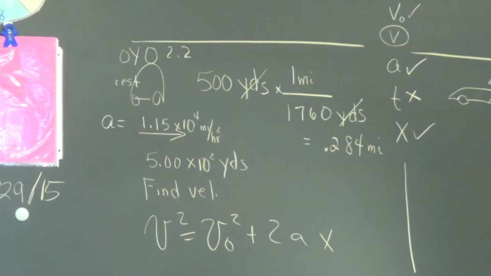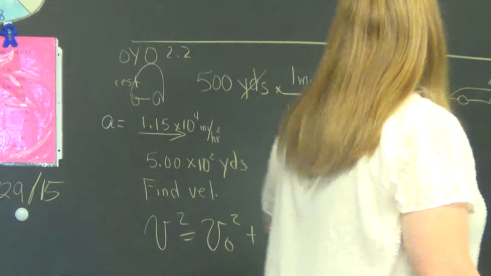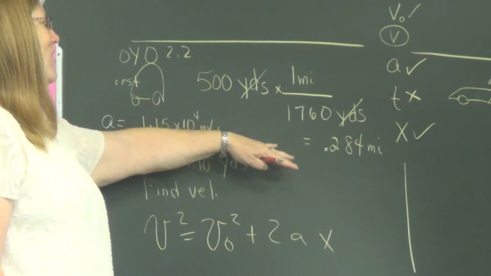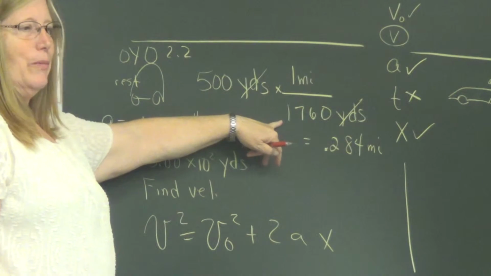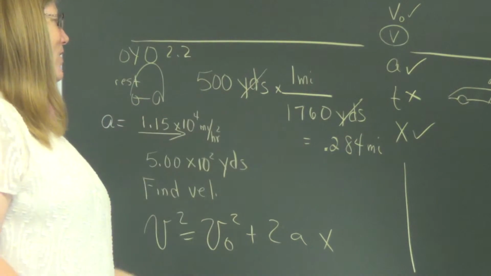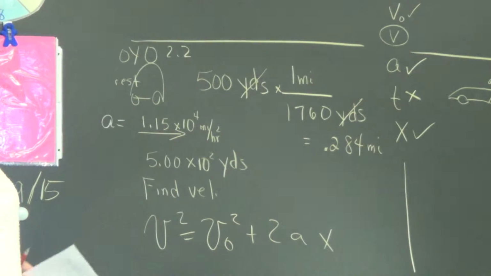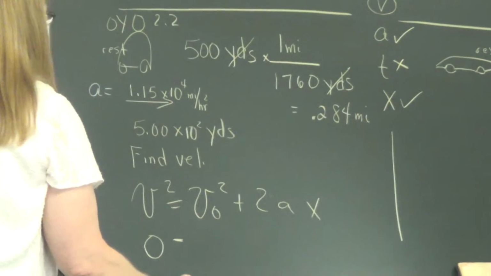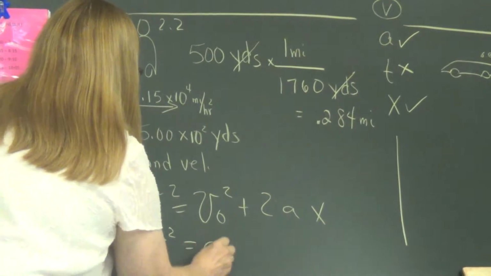All right, putting the numbers in the correct place. I had to change 500 yards to miles, so if you forgot that, your answer will be a little off, and you'll have to go back and switch it. When they give you that data in the problem, you're probably going to need it, so that was a clue. So it was 0.284 miles when I did that. The final velocity is what we're looking for. The initial velocity is 0.